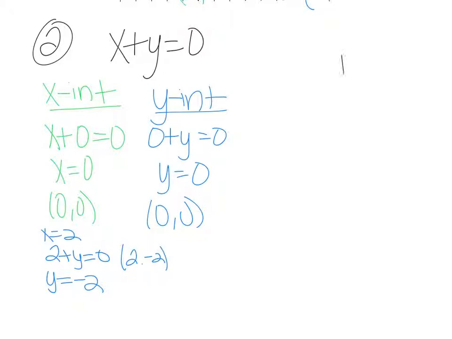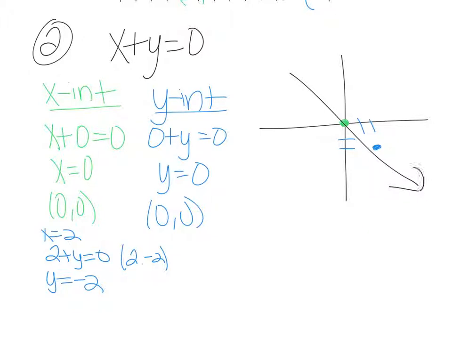So if I wanted to graph this line, my first point would be at 0 comma 0, which is just the origin. My second point would be at 2 negative 2. Now here's the cool thing. Let's say instead I wanted to plug in 1. I didn't want to be like the rest of you. I wanted to make my own path. I want to do my own thing. I'm going to plug in 1.